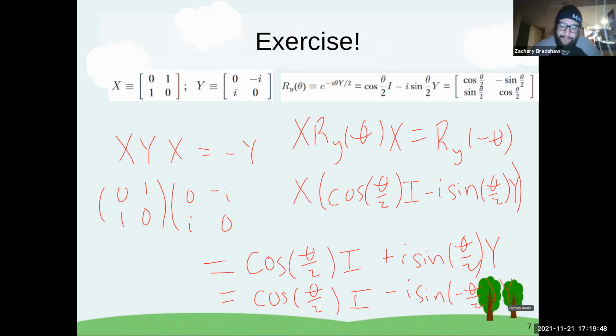And the cosine is even, so cosine of theta over 2 is the same thing as cosine of minus theta over 2. And so this is ry of minus theta. Yay, you did it.